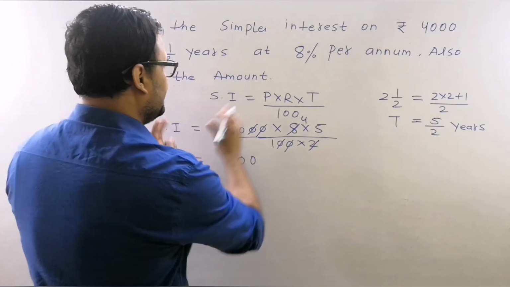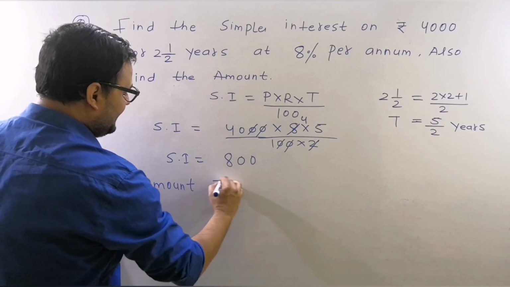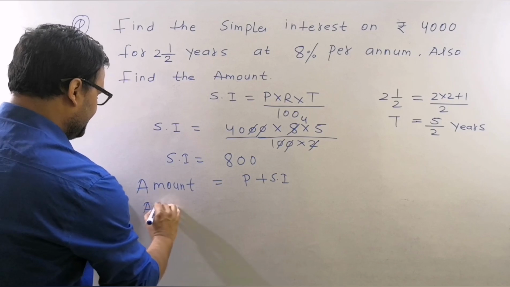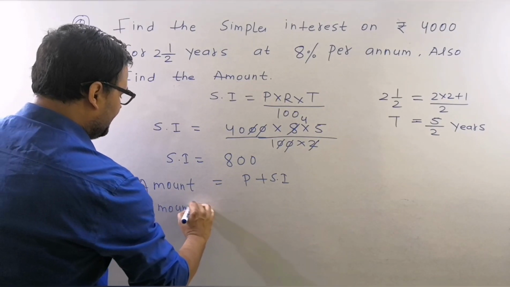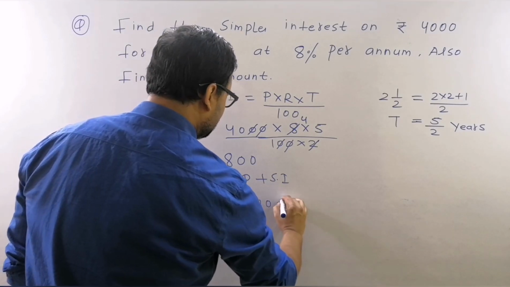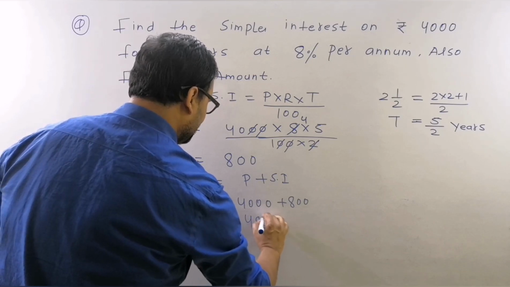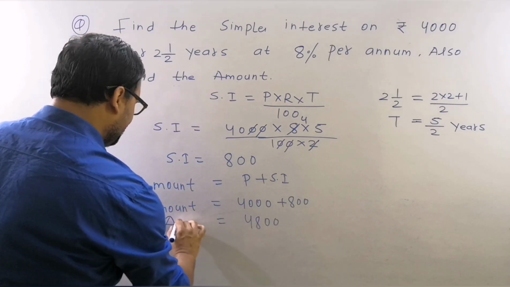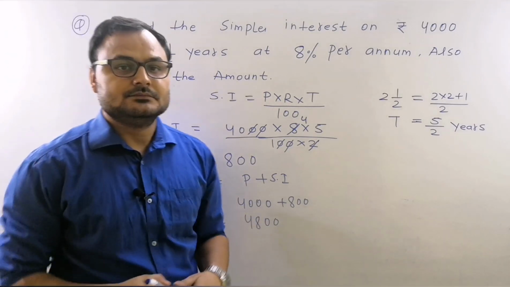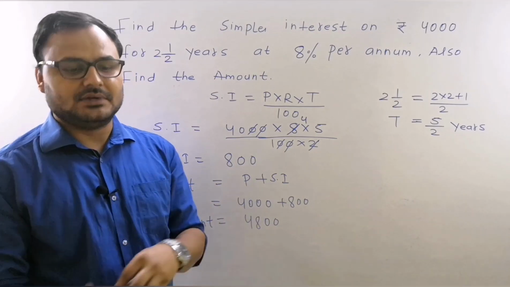We got SI. Now again the amount, or the final amount that we are going to pay, is P plus SI. Then the final amount will be 4,000 plus 800. So it is going to be 4,800, the final amount for this question. This is easy. Now again we will continue with some more questions.